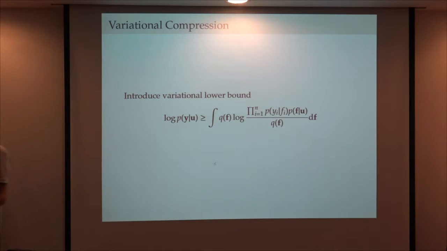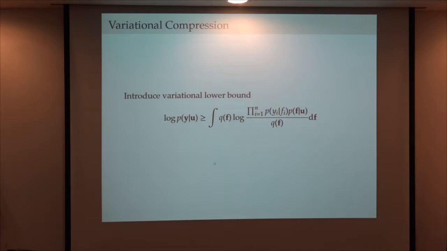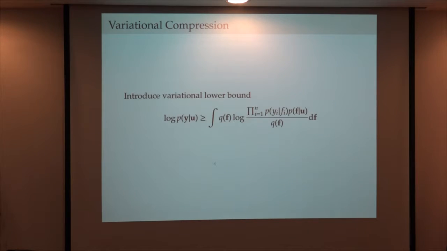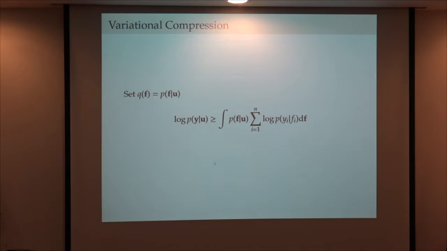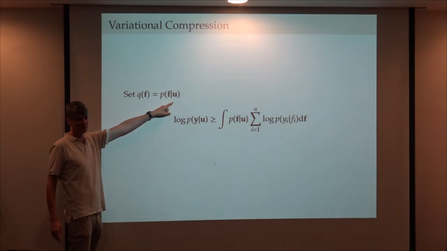Now we're going to do a weird thing. This is Michalis, trademark Michalis. Very cool, this. That. What do we do? Watch closely, people. We did two things there, actually. Oh, it says at the top. We set Q of F to P of F given U. This is very, very unusual.